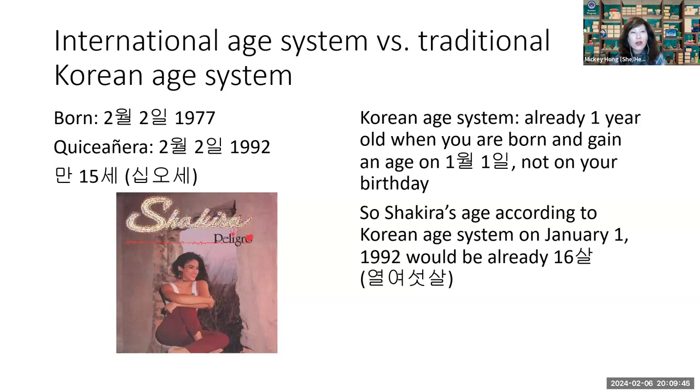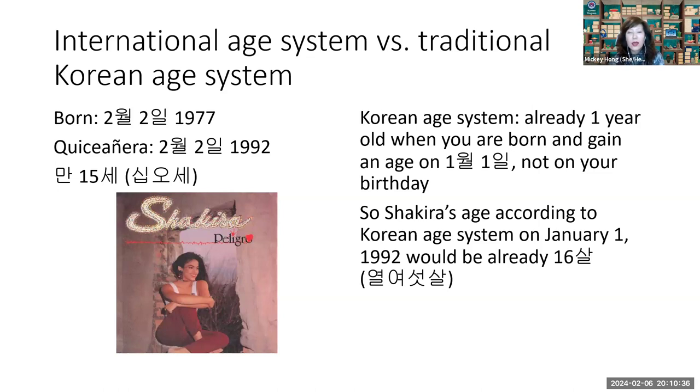This is Shakira. She was born February 2nd, 1977. In Korean, it would be 1977년 2월 2일, and her quinceañera then would be 15 years later, 1992년 2월 2일, and then she would become 15. She had 15 birthdays. 15 years old according to the international system, but she would be 16, sweet 16, according to the old Korean age system, because you are already 1 year old when you're born, and you become older when you have New Year's.